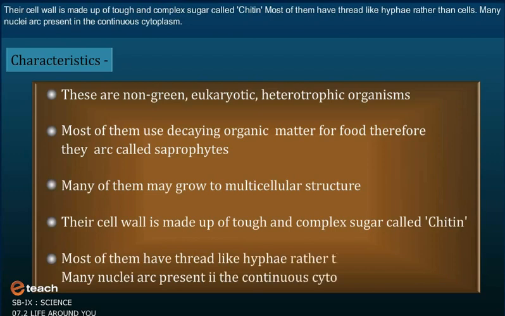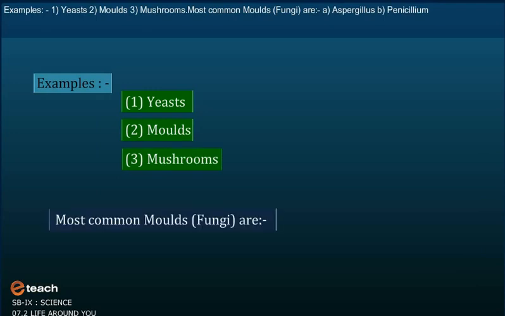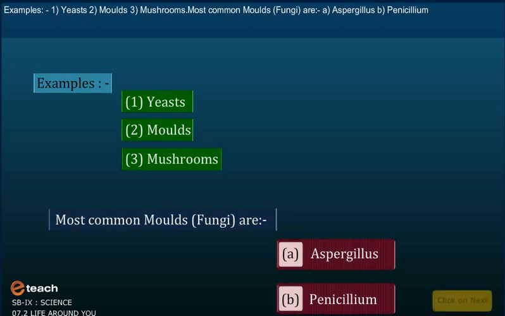Most of them have thread-like hyphae rather than cells. Many nuclei are present in the continuous cytoplasm. Examples: yeast, molds, mushrooms. Most common molds are Aspergillus, Penicillium.